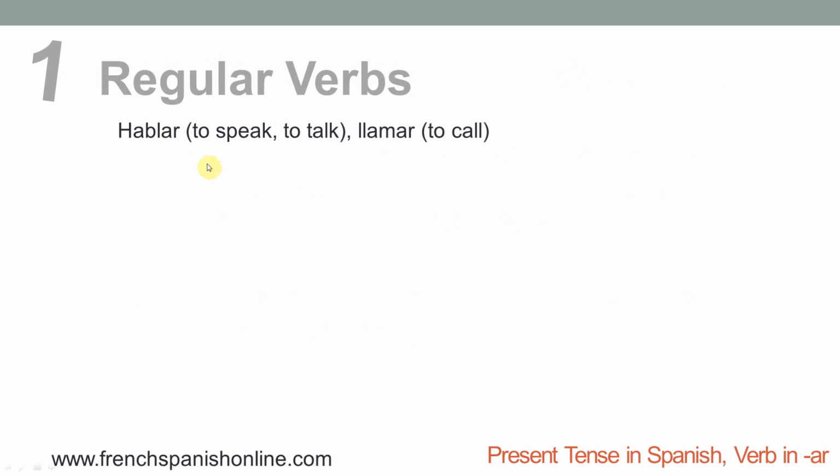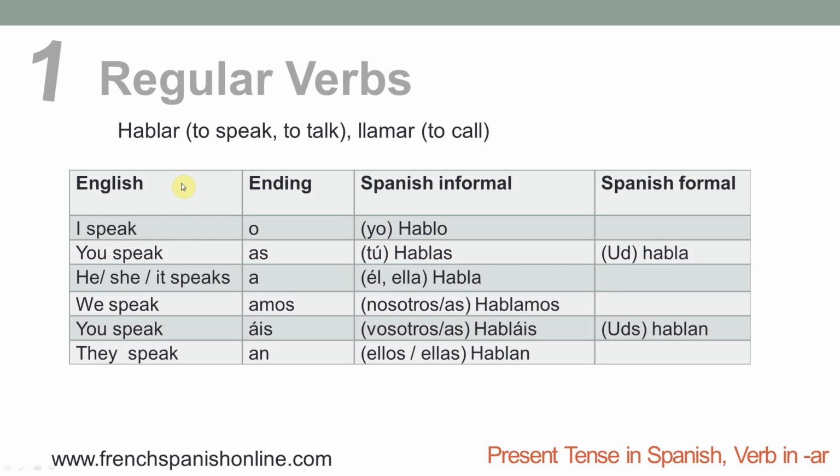Let's start with the regular verbs for the present tense in Spanish, verbs in R, like hablar, to speak, to talk, and also here a new verb for you, llamar, to call. So let's see the conjugation and how to translate the present tense. I speak, you speak, he, she, it speaks, we speak, you speak, and they speak. The endings of the verb in the present tense will be o, as, a, amos, áis, an.